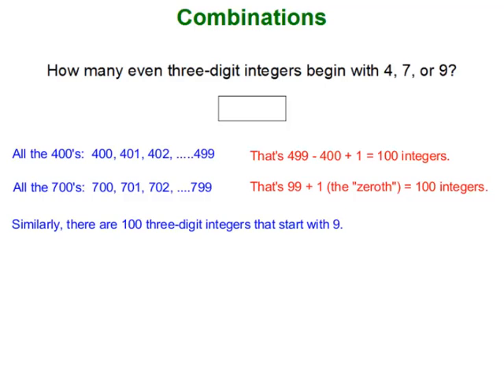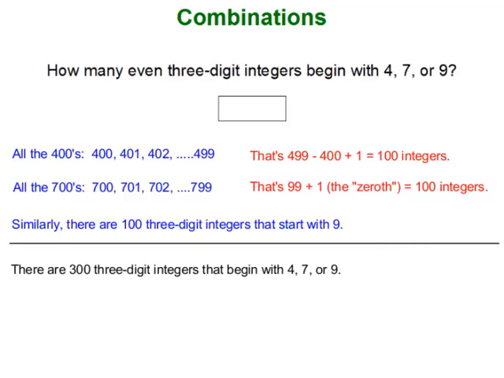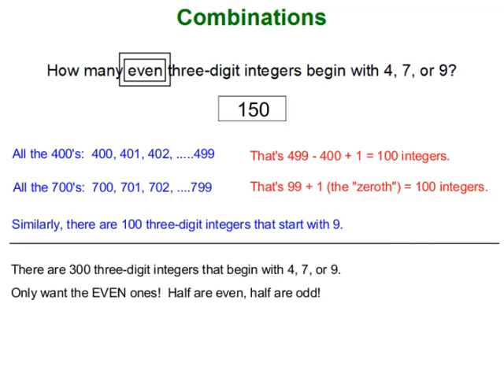And if you answered 300, you did what I did, which was overlook something very important. We don't care about all of the 300 three-digit integers. We care about the even ones. So half of these are even and half are odd. 150 is the correct answer. So even restricts the numbers that we're looking for, three-digit restricts the numbers that we're looking for, and those beginning numbers restrict what we're looking for.